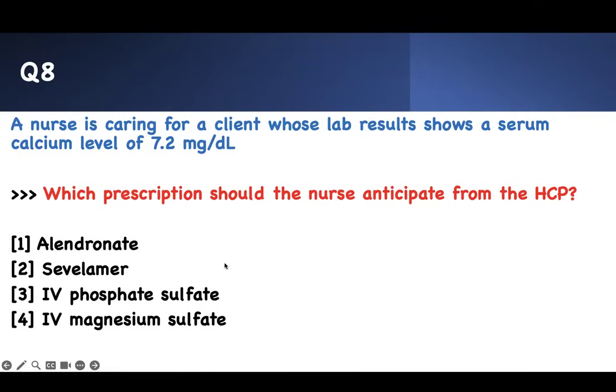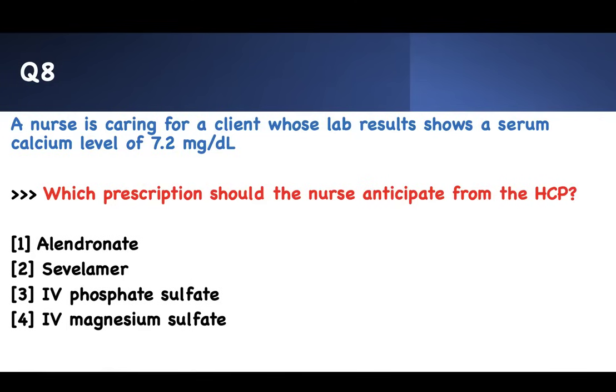Which prescription should the nurse anticipate from the provider? A nurse is caring for a client whose lab result shows a potassium of 7.2. That is low. I can tell you it's low. And if it's low, everything goes up. You have spasm, you have tetany, you have bronchospasm, you have paresthesia. You can have cardiac arrhythmia.